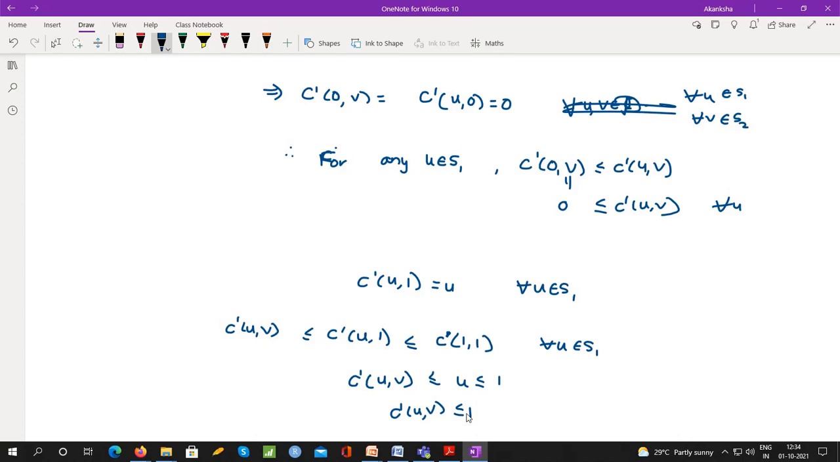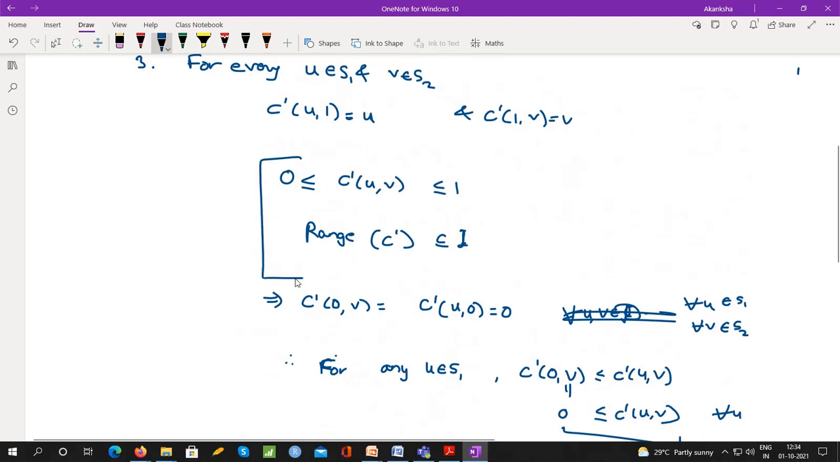Is it correct, or have I made some mistake? No, ma'am, it's correct. So what have I used? Here I have used increasing in v, increasing in the second argument. So v is less than or equal to 1, so C prime uv is less than or equal to C prime u1. And here I have used increasing in the first argument. So what we have proved: 0 is less than or equal to C prime uv and C prime uv is less than or equal to 1.